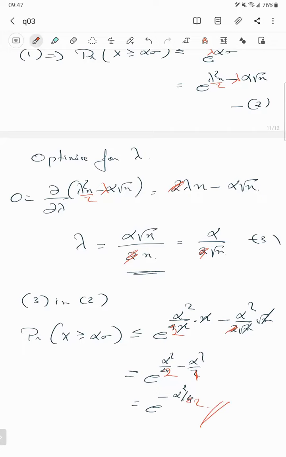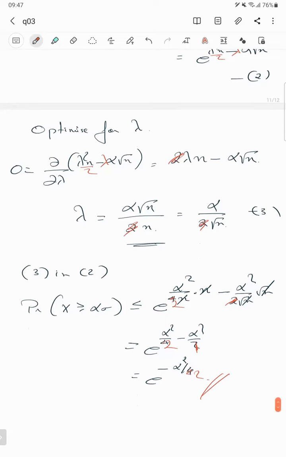The opposite side is also the same. In fact, in this case, the random variable is symmetric. The probability distribution will look the same on either side of the origin. So the other side will also give you a similar result; minus alpha sigma will also give you the same.